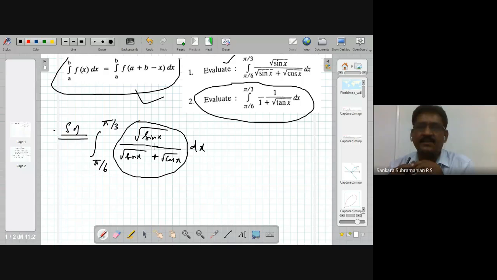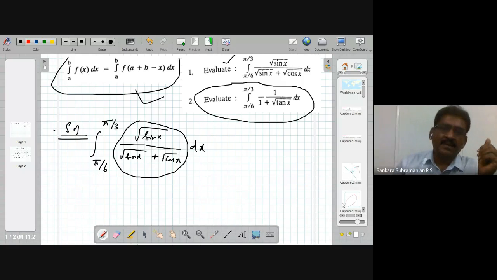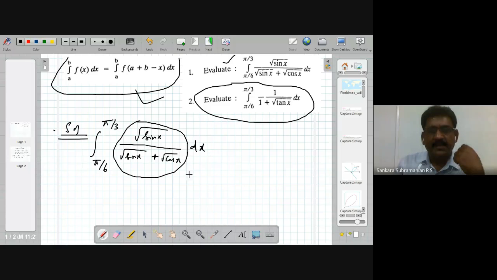This is an interesting question. When it is like this, however much we proceed, it will take more time. Instead, if this property is used, this gets solved very easily. Let us see how.